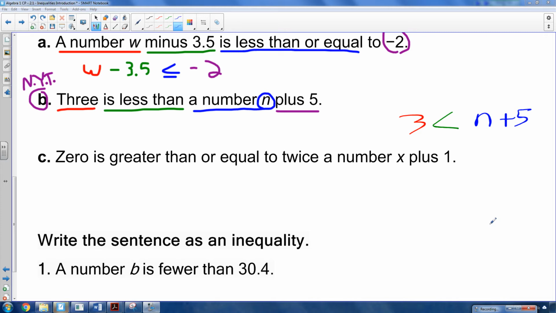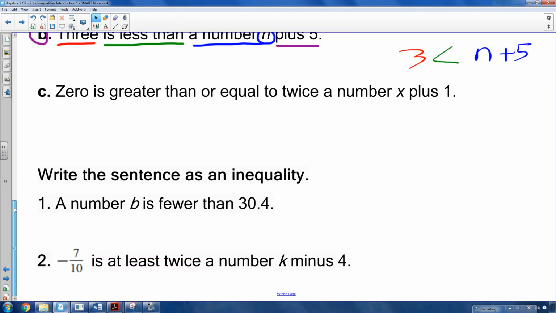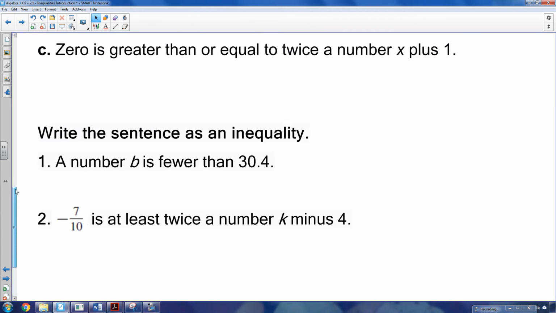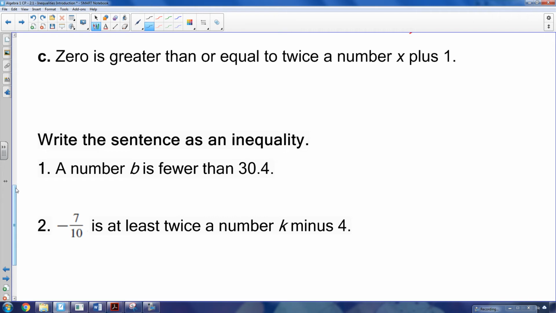Part C, 0 is less than or equal to twice a number x plus 1. I'll just go right through it. Less than or equal to twice a number, which is x, so 2x plus 1. This one's a little bit more because it's twice a number, but not too bad. Just know 2 times that number, whatever that is. So that's pretty much where we're at.